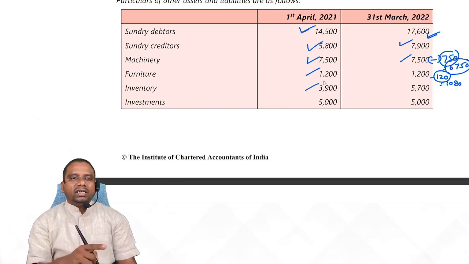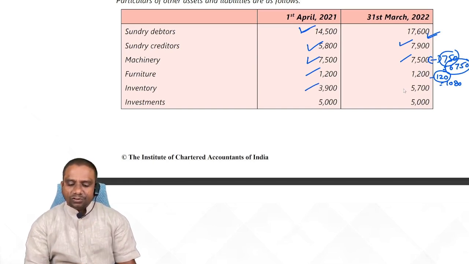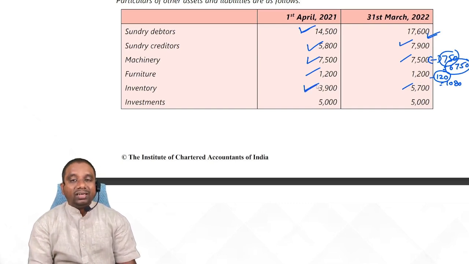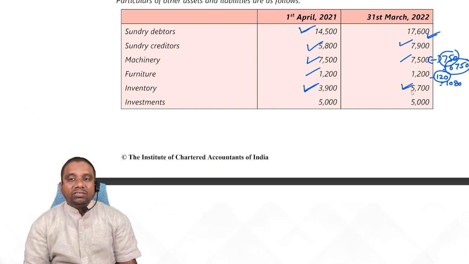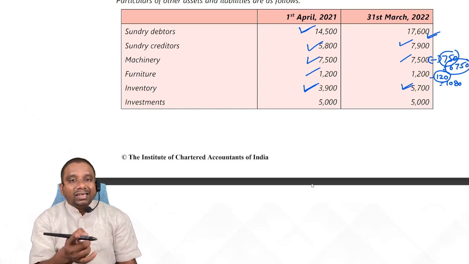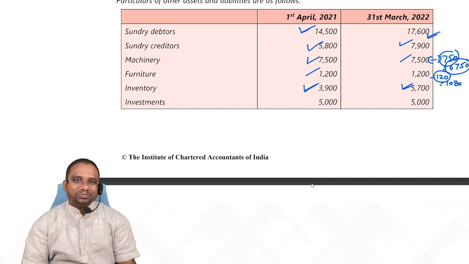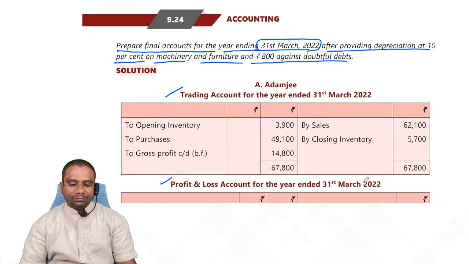Inventory. Trading opening balance sheet first, 5,700 closing balance sheet. Next, 3,900 trading account debit again because opening stock. 5,700 trading account credit because closing stock. Next one, investments. Opening balance sheet asset 5,000, closing balance sheet asset. Clear, students? That's it. Over.